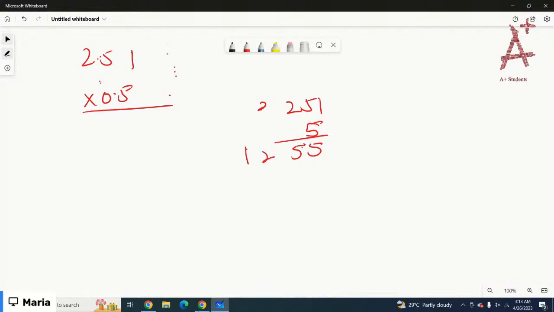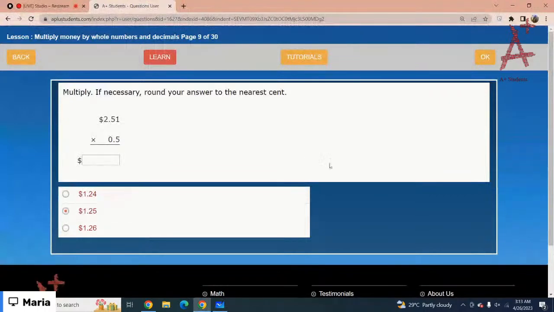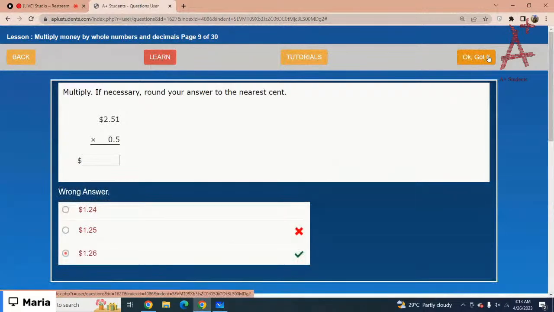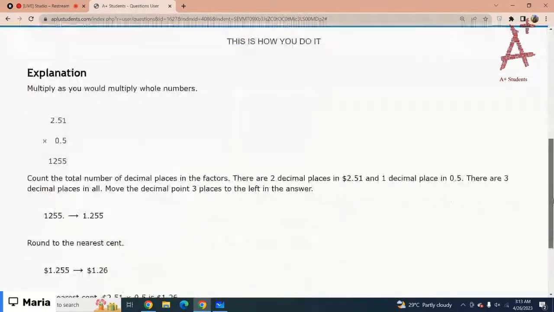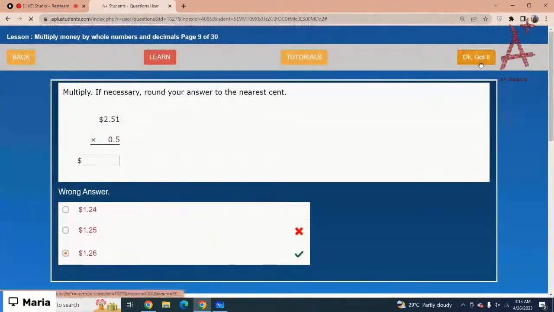Here you have 2 decimal places and here you have 1 decimal place. That means in total you have 3 decimal places. So 1, 2, 3. Move the decimal point from here to here. It would be 1.25. The correct option is 1.25. That would be the second option. Got it? Or it would be rounded off to 1.26.